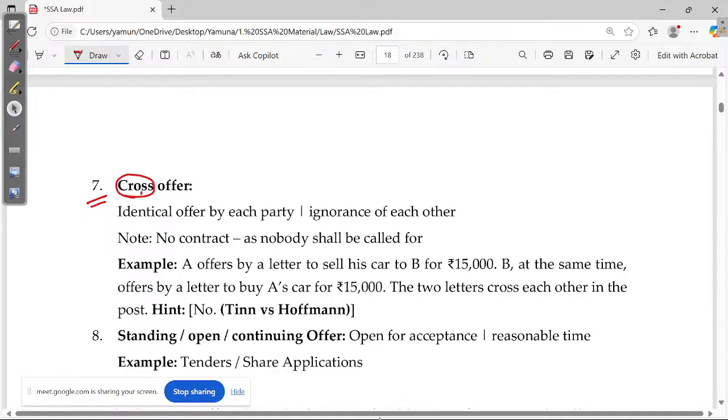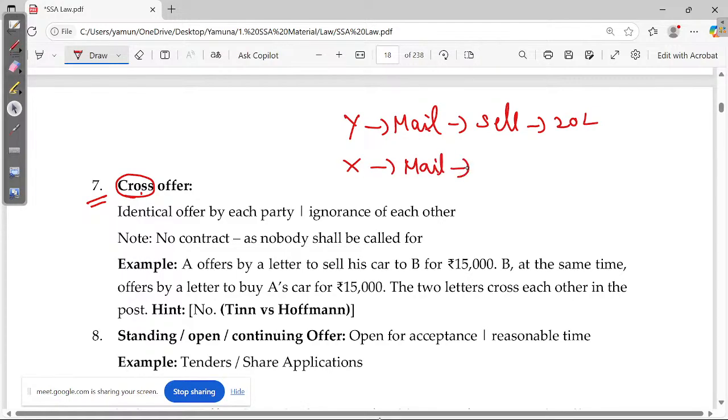Then cross offer. What do you mean by cross offer? I'm sending a mail saying that I will sell my car for 20 lakh rupees. At the same time, you send a mail asking me to sell, which means you're willing to buy my car for the same 20 lakh rupees. One person is willing to sell, one person is willing to buy. What is the subject matter here? The car.